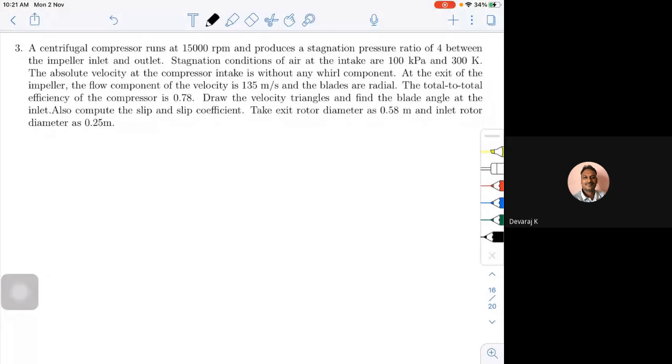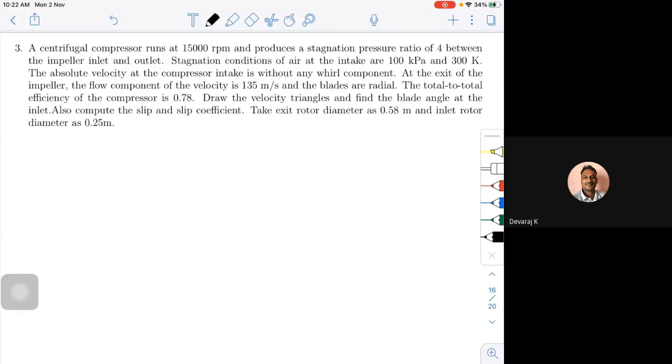The blades are radial. The total to total efficiency of the compressor, that is the compressor efficiency, is around 78%. Draw the velocity triangles and find the blade angle at the inlet. Okay, it's very similar to the first problem. The extra thing we are trying to do is also compute the slip and slip coefficient.